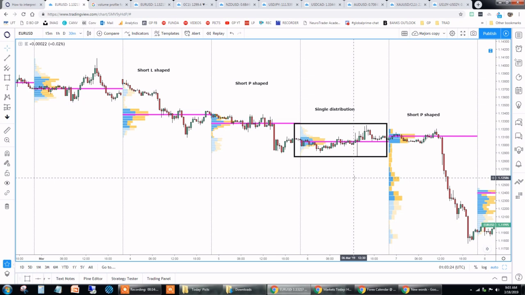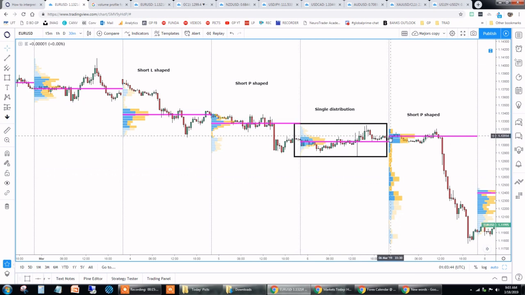So whenever you have a range, that means there's a whole lot of creation of noise, and there's going to be only very few levels that are going to be pristine and clear enough for you to engage. So whenever you have, as I said, the single distribution, the areas of interest will include the extremes of the range, or alternatively the side in control of the POC.